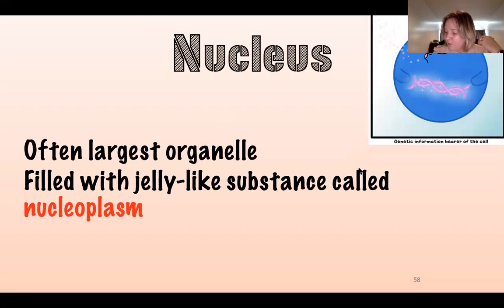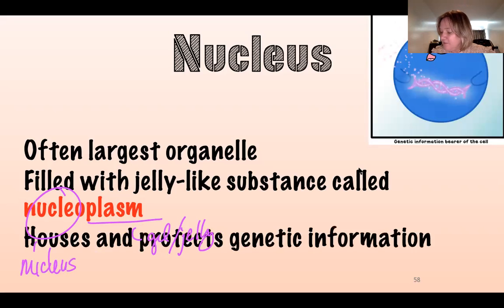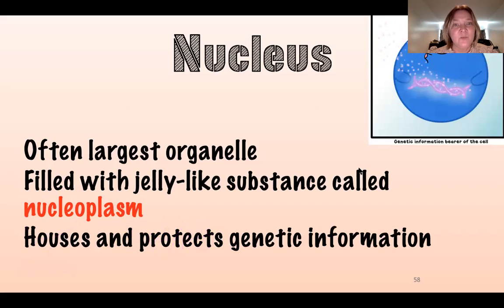I always want to focus on vocabulary and how that works out. So plasm means gel or jelly, and nucleo means nucleus. So it's the jelly or the gel of the nucleus. The function of the nucleus is to house and protect genetic information.